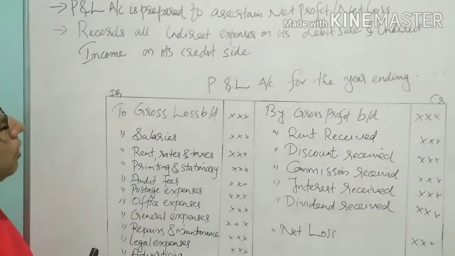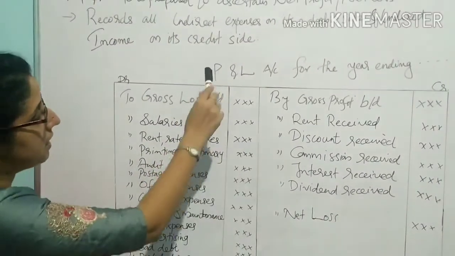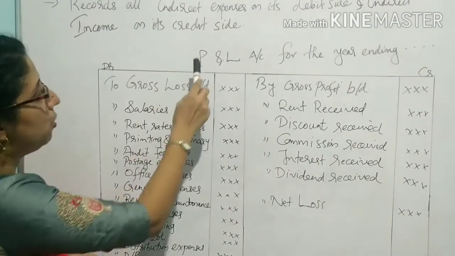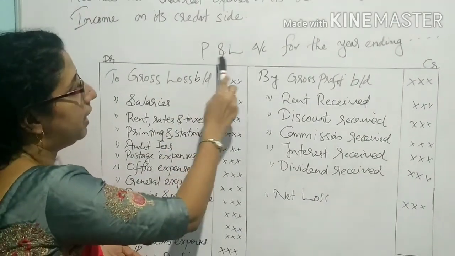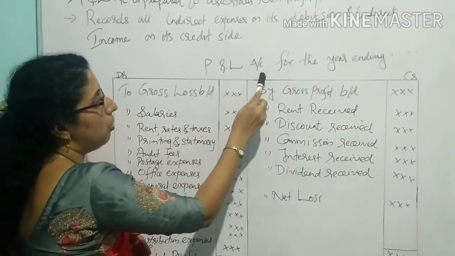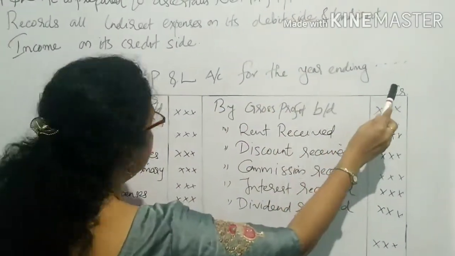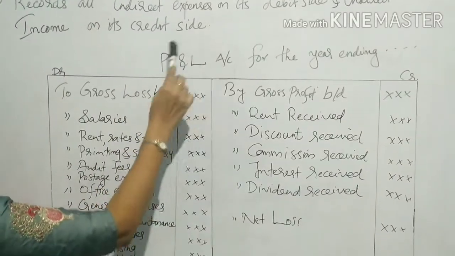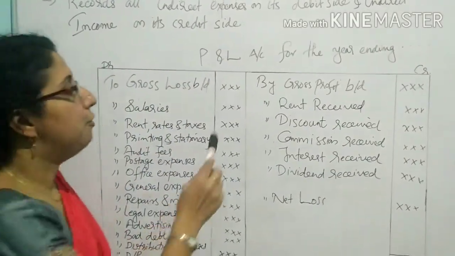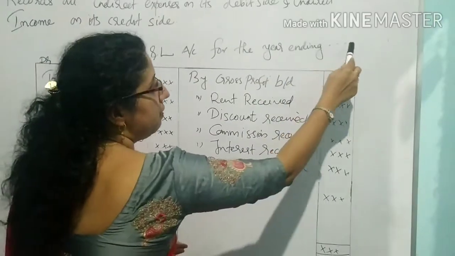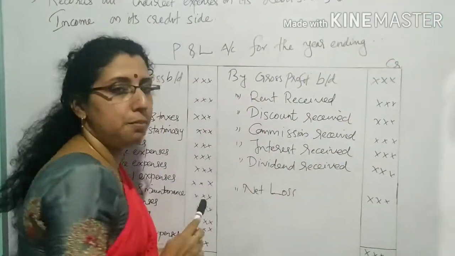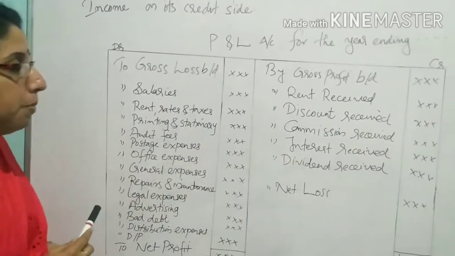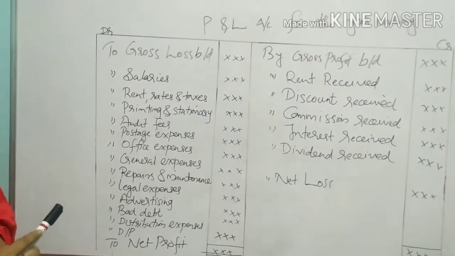Okay. Now we are going to discuss the format of a profit and loss account. See, first of all, we should mention the name of the account. Here, profit and loss account for the year ending. Like trading account, we should clearly mention the name of the account, profit and loss account for the year ending. For example, 31st March or 31st December, like that. Then 4 columns are needed for the preparation of a profit and loss account.